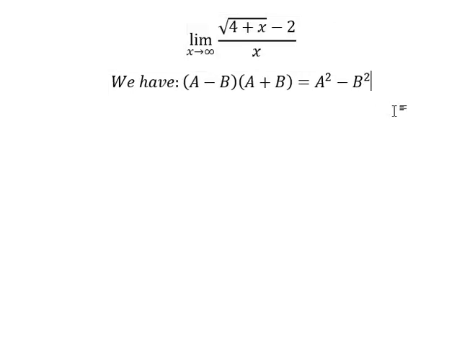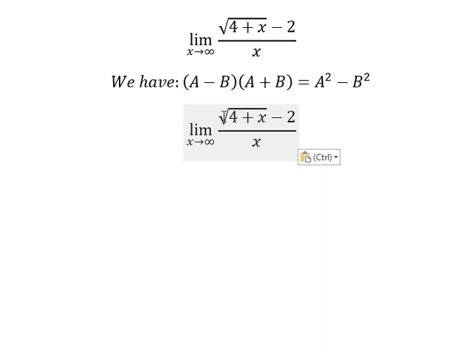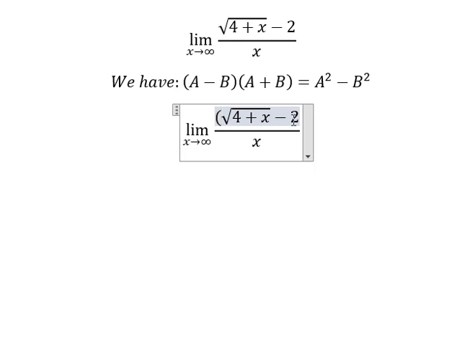So we have a minus b. This one we need to create a square minus b square to cancel the square root, but we have only a minus b. Now we need to multiply by a plus b on numerator and denominator.